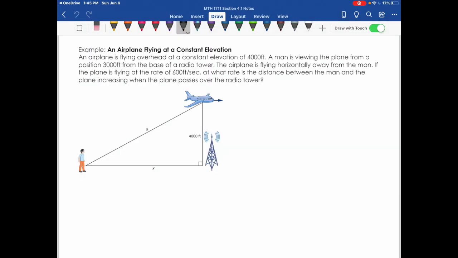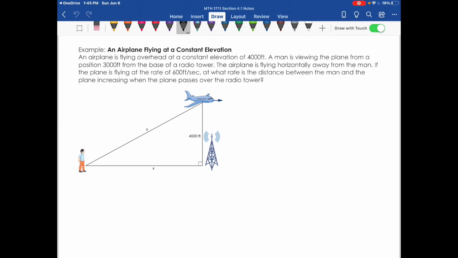Next example is an example of an airplane flying at a constant elevation. It says an airplane is flying overhead at a constant elevation of 4,000 feet. So when they say it's a constant elevation of 4,000 feet, we have to keep in mind that means it's not changing. So the height off the ground is staying the same at 4,000 feet.